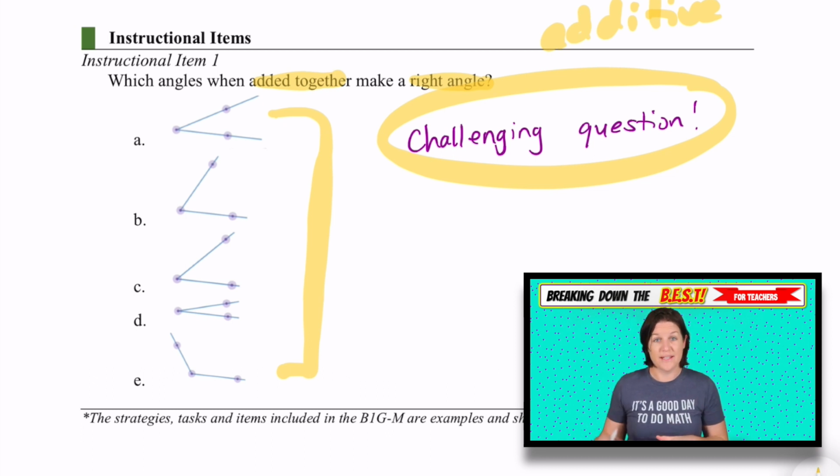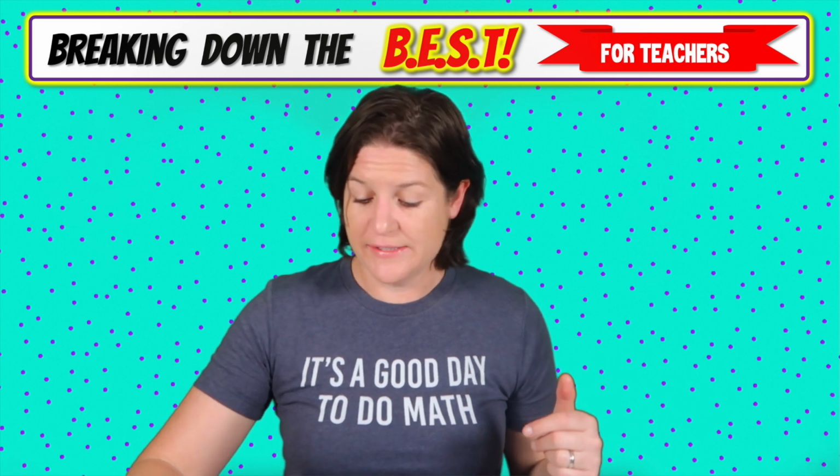There are some questions like this in Taking on the Best, but I just thought this was kind of a challenging question to begin with, but it's fair. It is definitely aligned with the standard. Okay, so that is breaking down the standard.